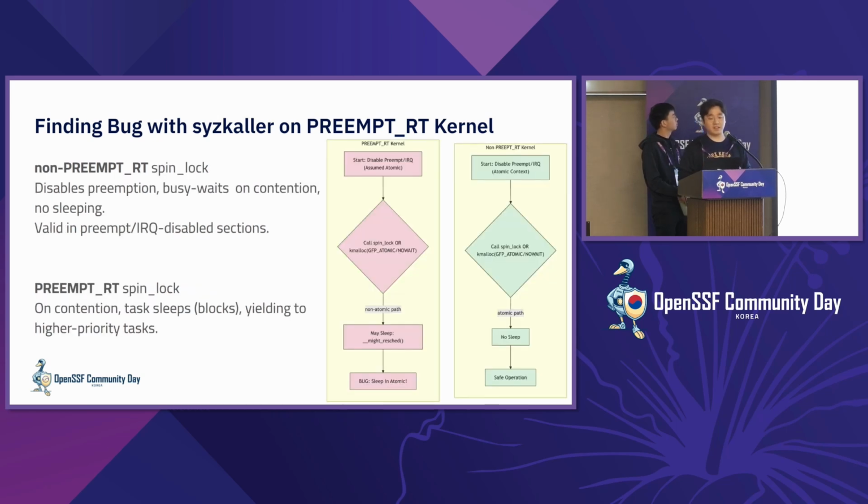In PREEMPT_RT, spin locks may sleep, so they must not be used in preempt-disabled or IRQ-disabled sections, nor with the GFP_ATOMIC or no-wait flag in allocation with kmalloc. So non-PREEMPT_RT doesn't matter. This is safe, but PREEMPT_RT is risky.